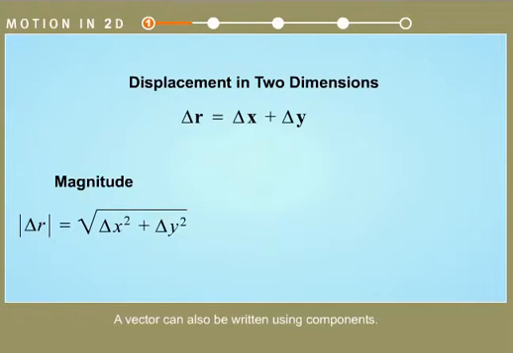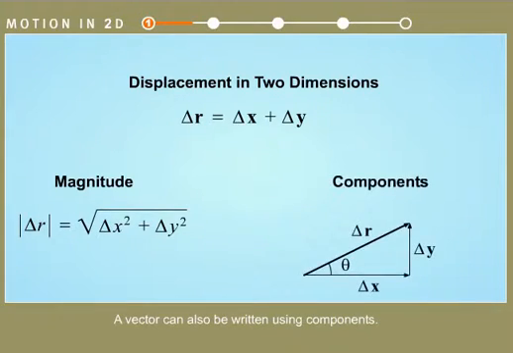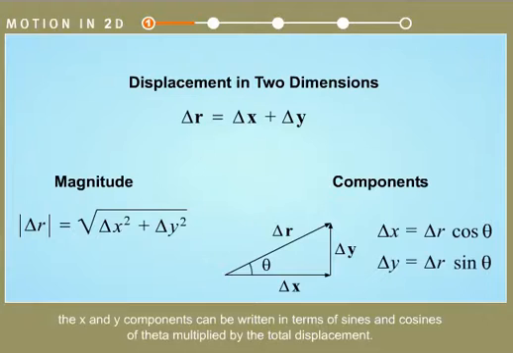A vector can also be written using components. If the angle between the displacement vector and the x-axis is theta, the x and y components can be written in terms of sines or cosines of theta, multiplied by the total displacement.